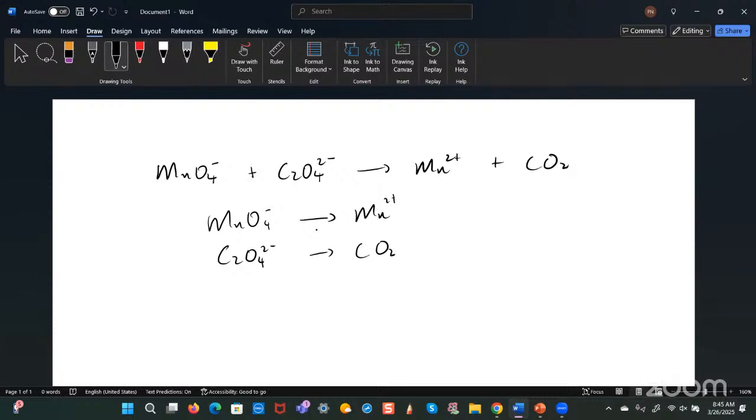Atoms other than oxygen and hydrogen. I'm sorry? Balance the atoms that are other than oxygen. Right, balance all atoms other than oxygen and hydrogen. All right. So what does that mean? In the case of the first half equation, we don't need to do anything because the manganese is already balanced, right? But what do we do in the case of the second half equation? You have to balance the carbon, right? How do we do that? Put a 2 in front of the CO2, all right? Very good. Okay, next step.